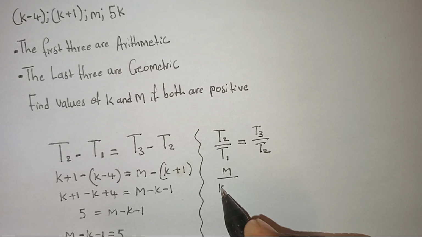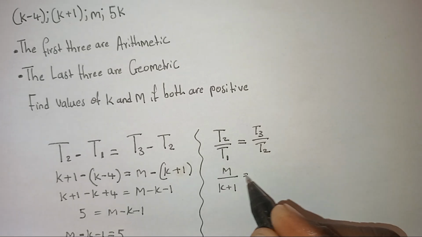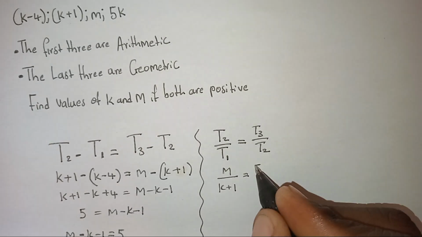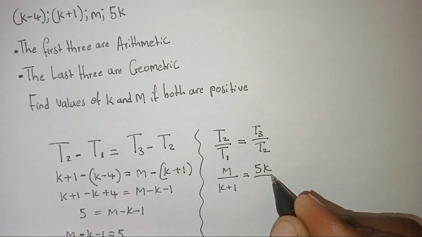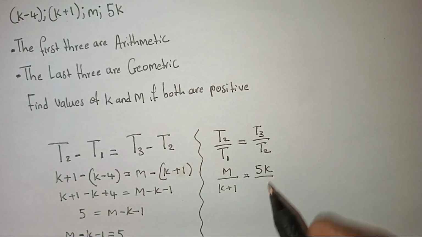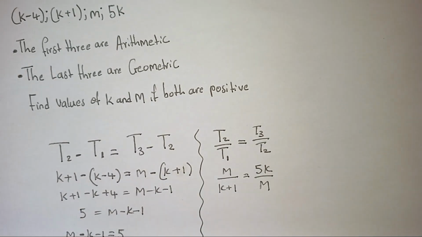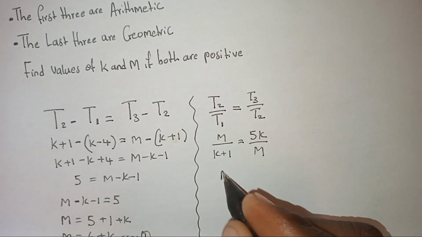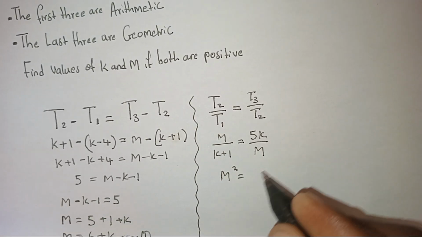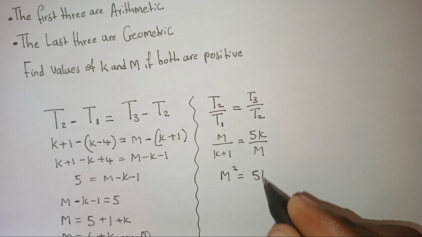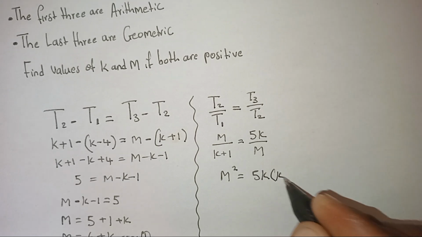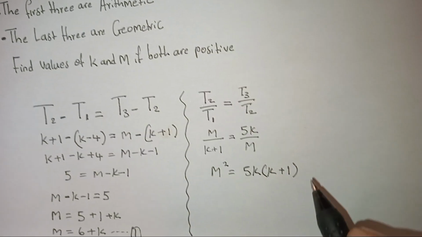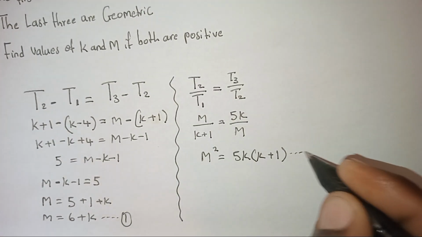Our term 1 is k plus 1. Okay, what is our term 3? Our term 3 is 5k divided by term 2, which is actually m, right? Now let's cross multiply. When we cross multiply, this multiplied by that, we're going to have m squared, and then this one will be 5k brackets k plus 1, because it is this multiplied by that, right?